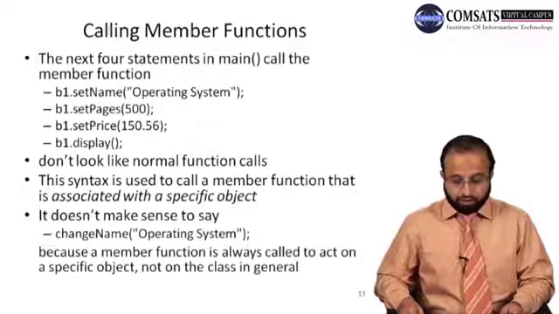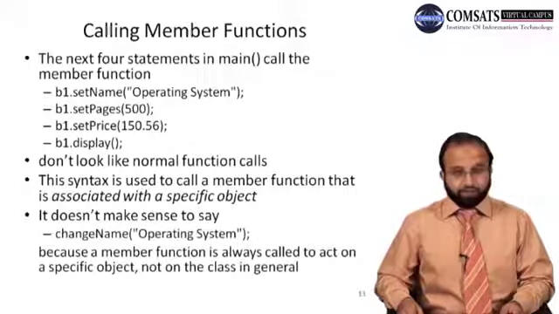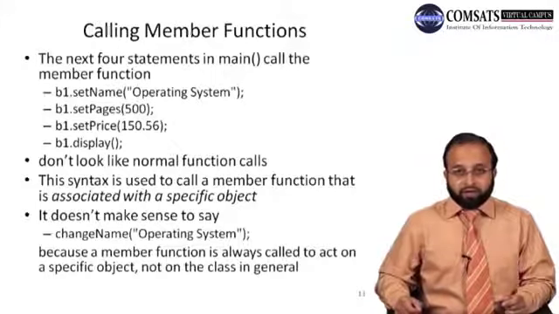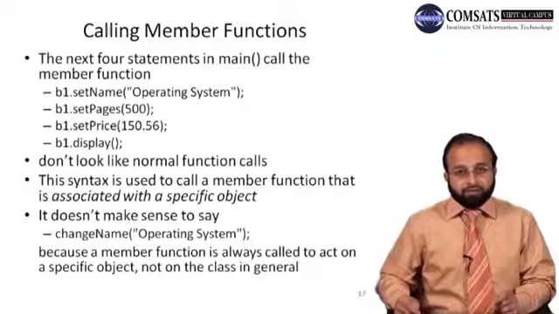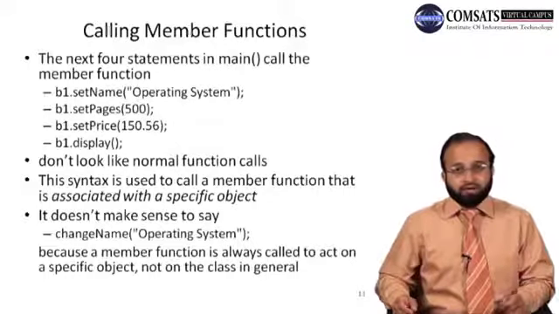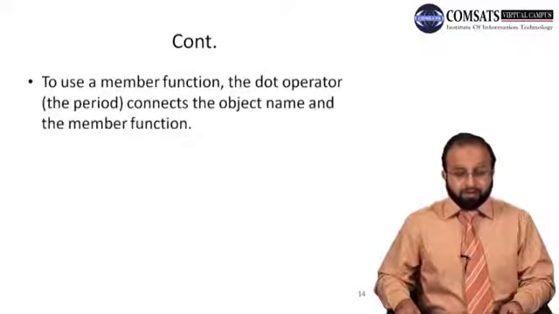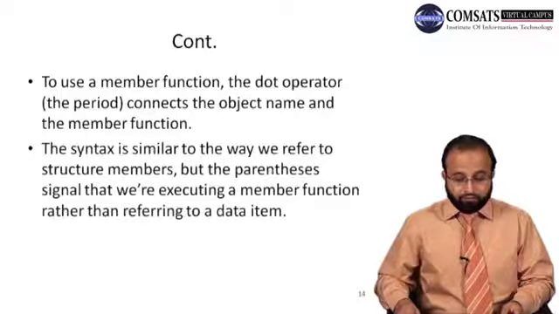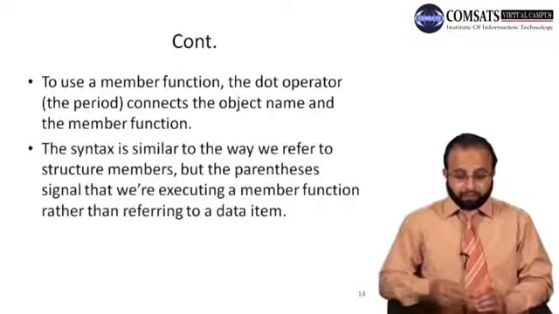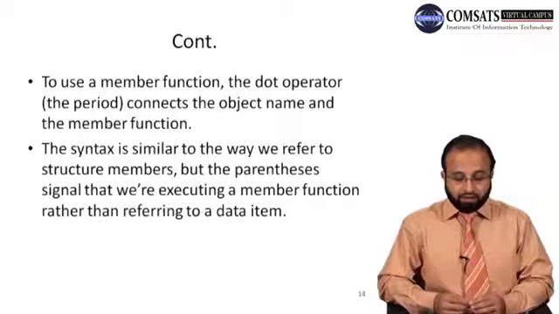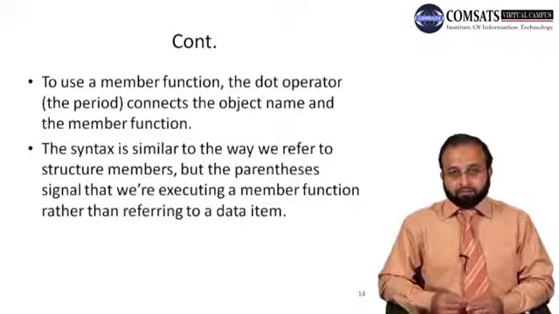Because a member function is always called to act on a specific object, not on the class in general. So a member function cannot act upon the class. It has to act on some specific object that you specify on the left side of the dot operator, like here. To use the member function, the dot operator, the period, connects the object name and the member function. The syntax is similar to the way we refer to a structure member, but the parenthesis signals that we are executing a member function rather than referring to a data item.